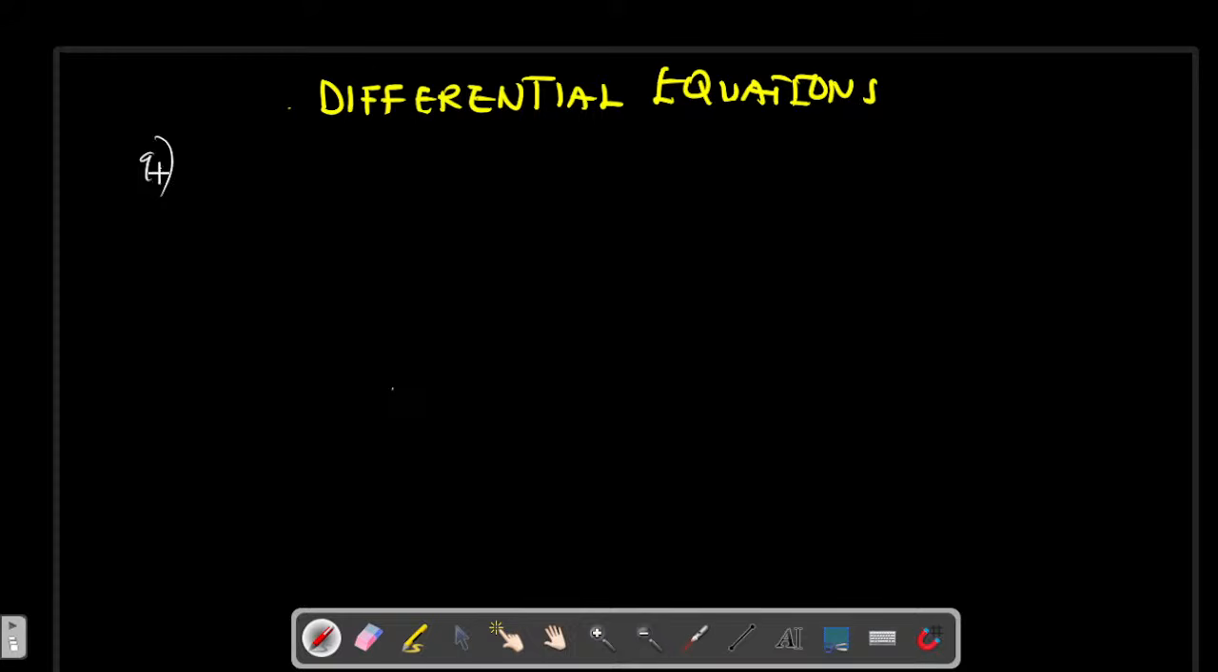Question number 10. So question 10, I have y prime plus 4 over x times y is equal to x cubed multiplying y squared. How do we solve this differential equation?